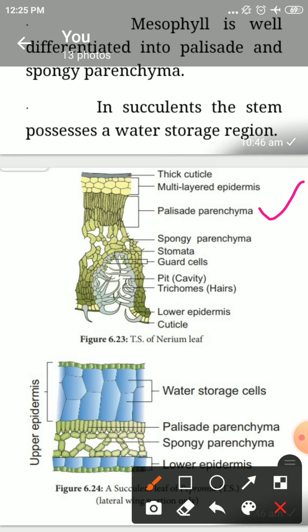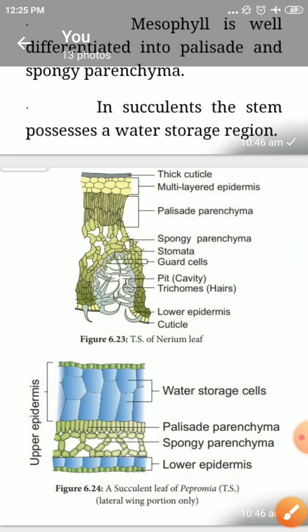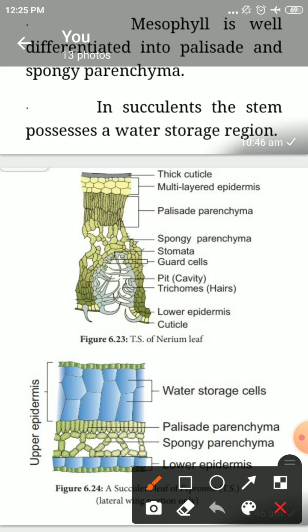There is a palisade tissue, the spongy tissue is there. These together constitute the mesophyll tissue, photosynthetic tissue. Now beside this, the same leaf shows the lower epidermis, which is also covered with the cuticle, and the stomata are present in the lower epidermis.